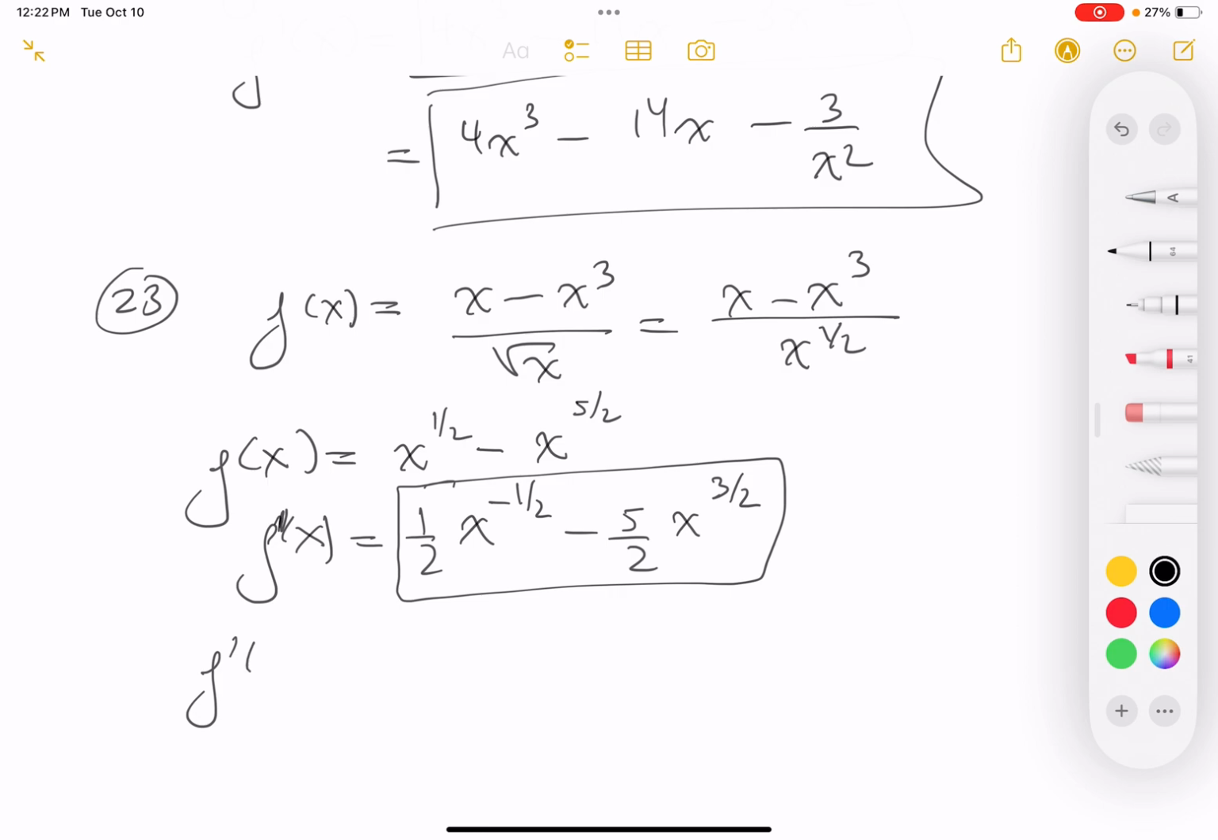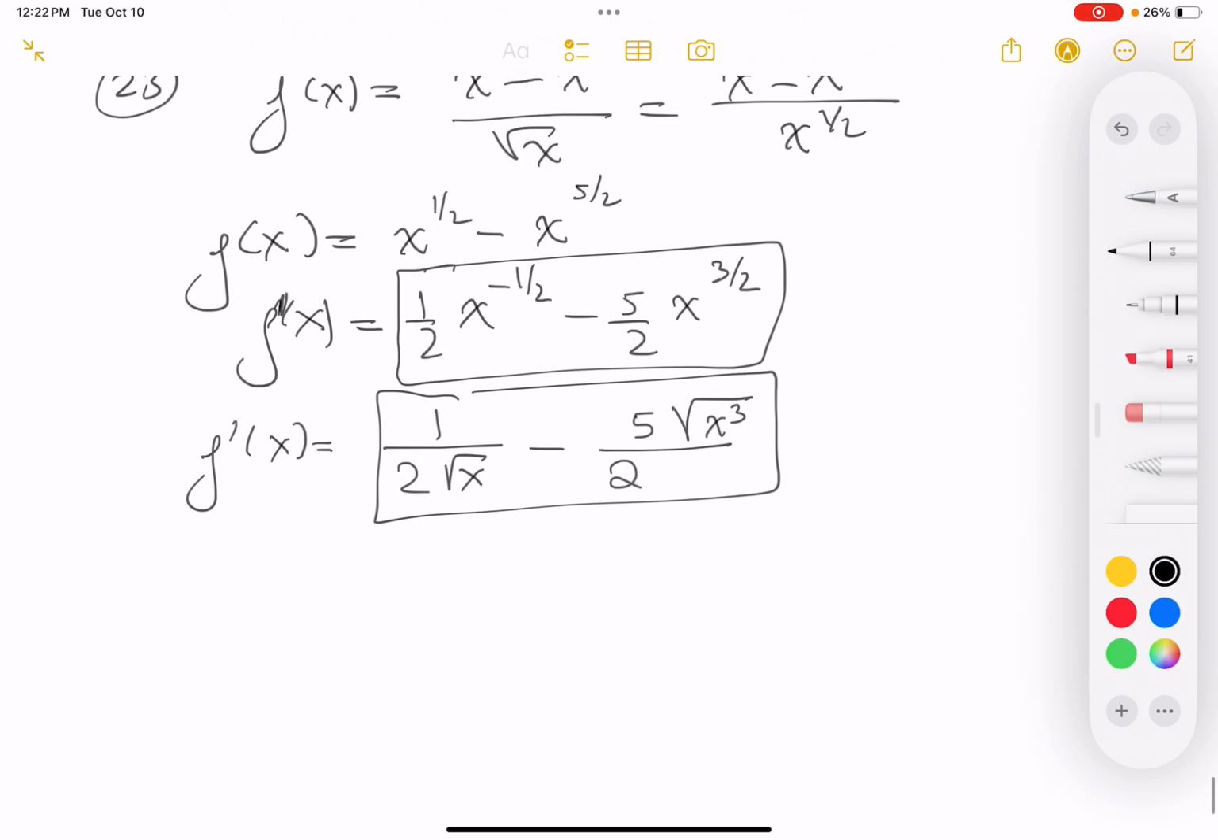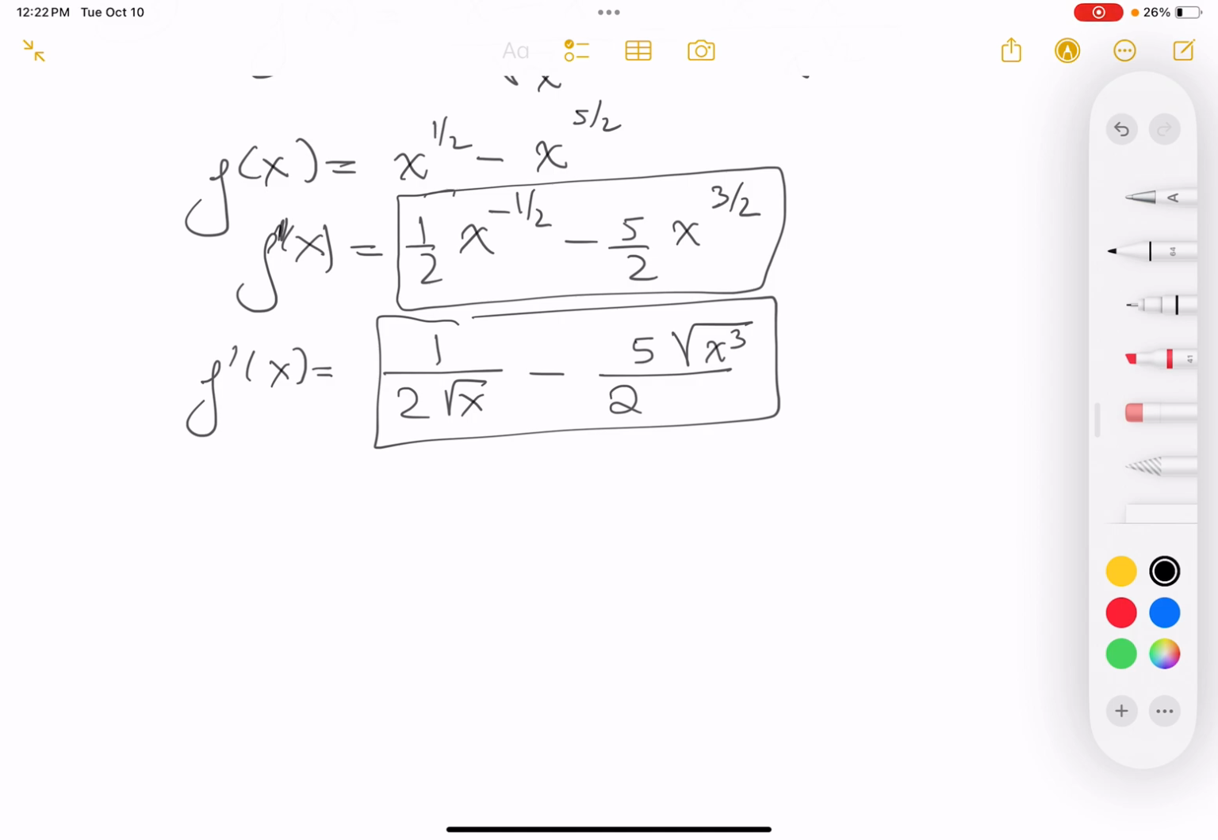Let's put down f prime and write it in terms of roots now. What are you going to get? 1 over 2 root x minus, I do see a 5, I do see a 2, and then I see a square root of x cubed. All right, this is also a fine answer. All right, so let's keep moving along here. Let's see what the next one's going to be. And again, basically, I'm going to multiply it out. Let's just take a look at that. So 24.